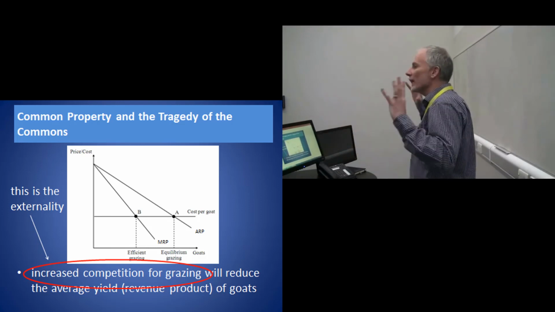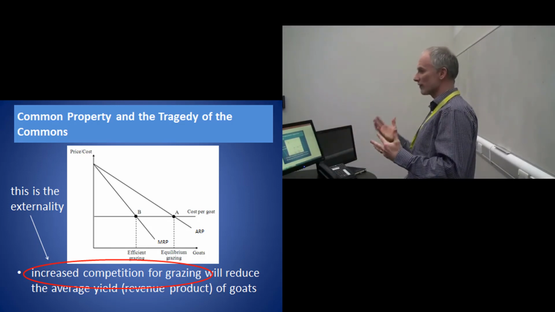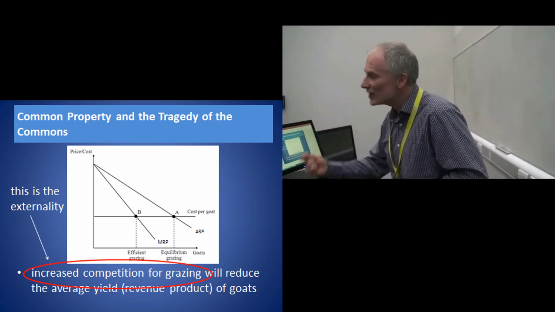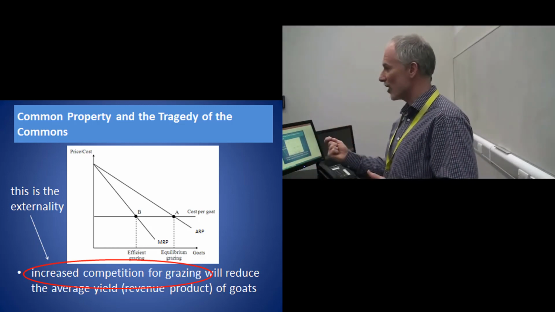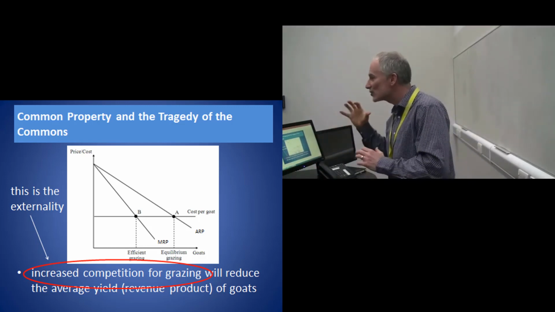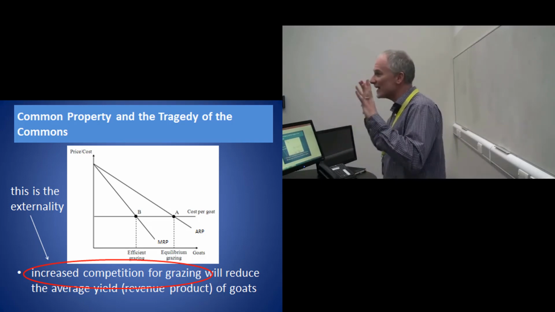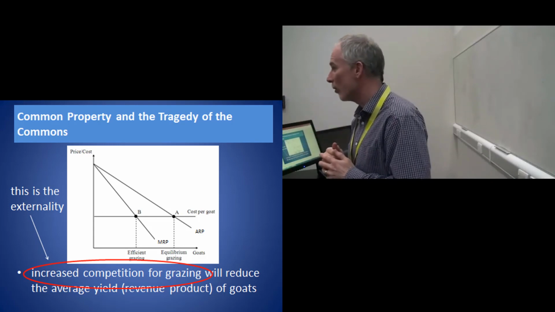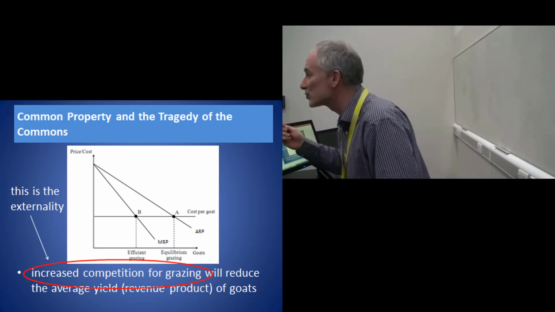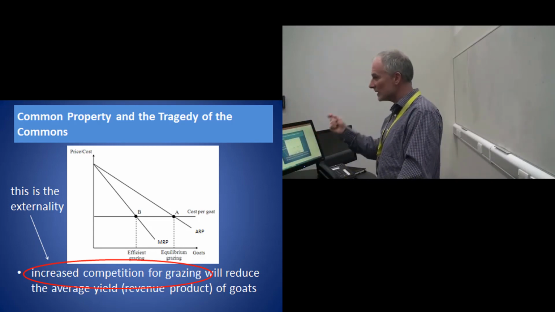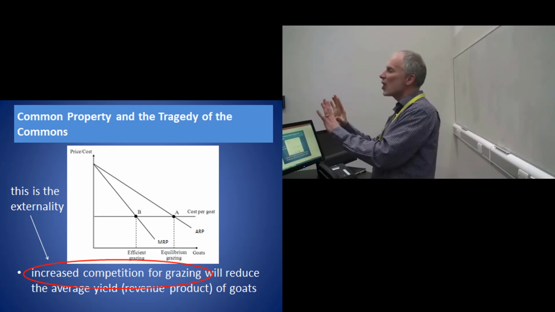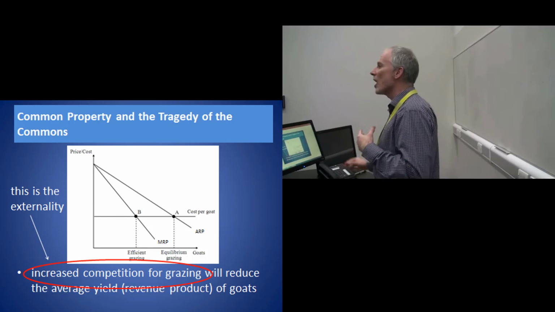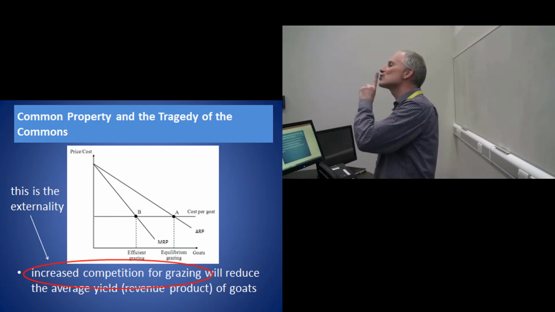If people increase the number of goats, what does that mean? It means this increased competition for grass. And it's this increased competition that is the externality. The fact that these goats are eating more grass means that other people's goats can't eat as much. But individuals aren't concerned about this, they're only concerned about their own private costs.